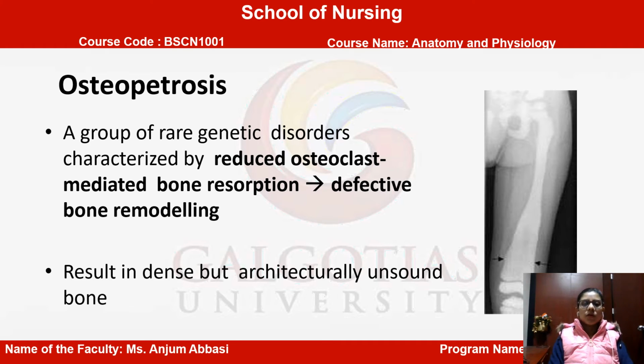Third is osteopetrosis. It is a group of rare genetic disorders characterized by reduced osteoclast-mediated bone resorption, and what it is doing is defective bone remodeling. Bone remodeling means bone coming back to its normal shape, but here it is defective. It results in dense but architecturally unsound bone.